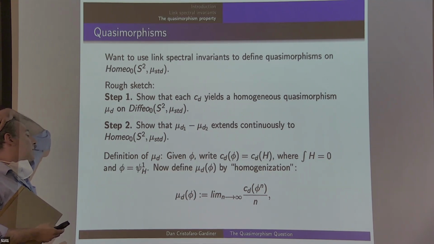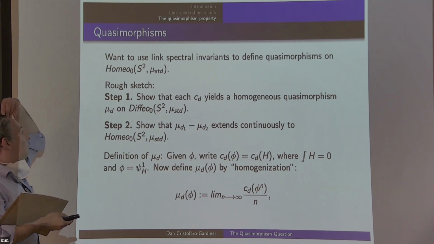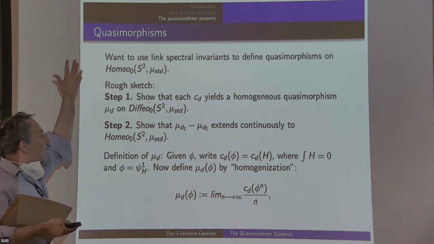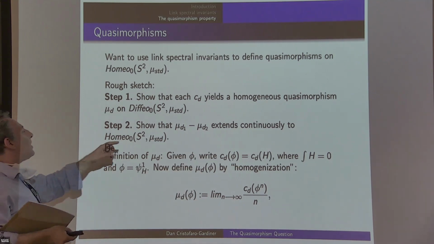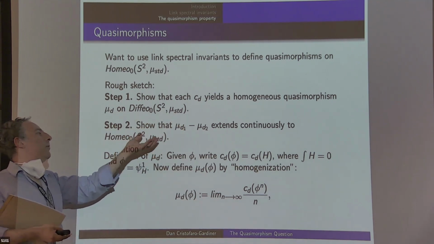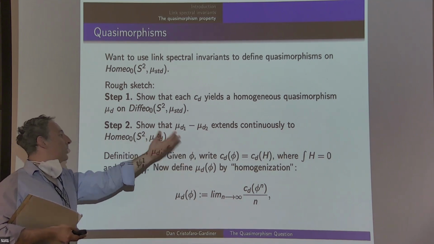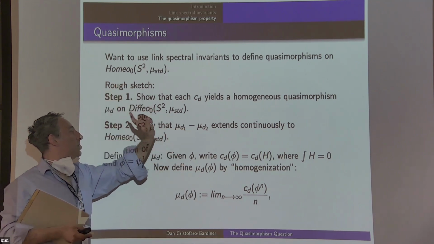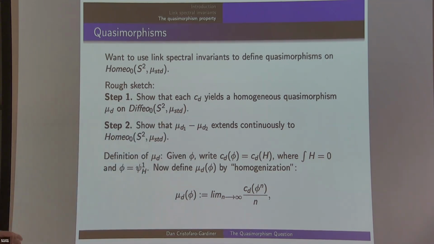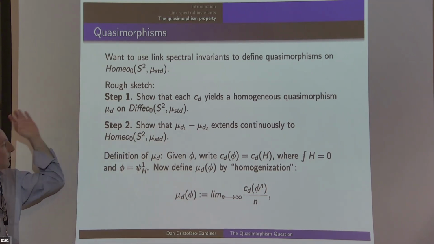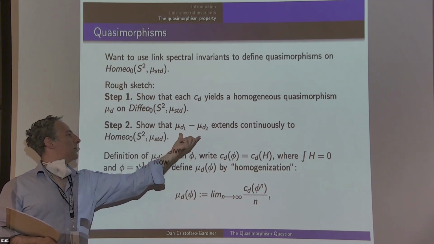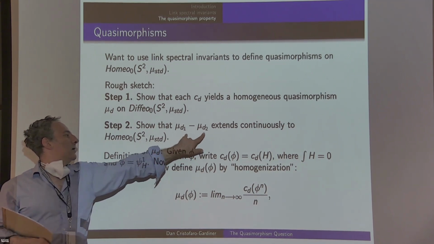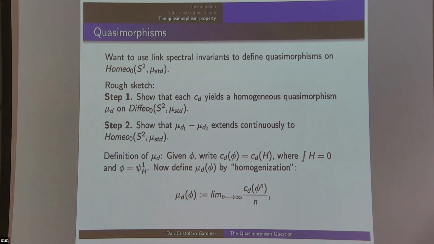But remember, I said the philosophy is to try to prove some kind of continuity property to get something on continuous maps. It's by now well known in this area that if I have a particular link spectral invariant, then that's just not going to be C^0 continuous. However, if I take a difference of two different ones, then it will extend continuously to homeomorphisms. So basically what I need is two different link spectral invariants coming from links with a different number of components. But let me say this a little bit more.